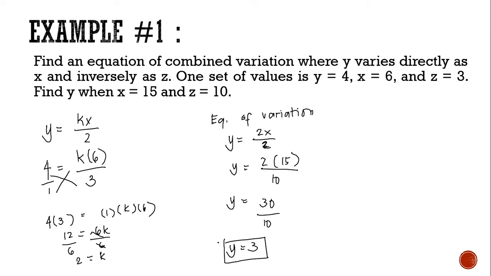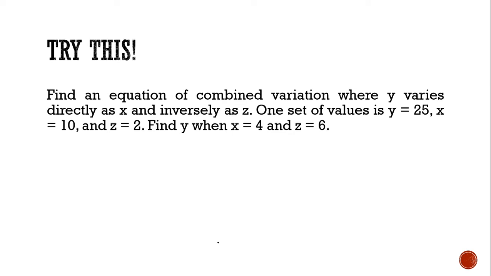Okay, so I'll be giving you 2 minutes to solve for this one. So you have to try this. Find an equation of combined variation where y varies directly as x and inversely as z. One set of values is y is equal to 25, x is equal to 10, and z is equal to 2. Find y when x is equal to 4 and z is equal to 6.